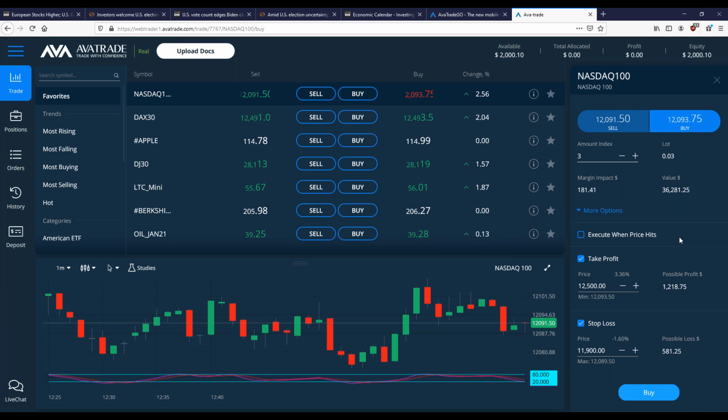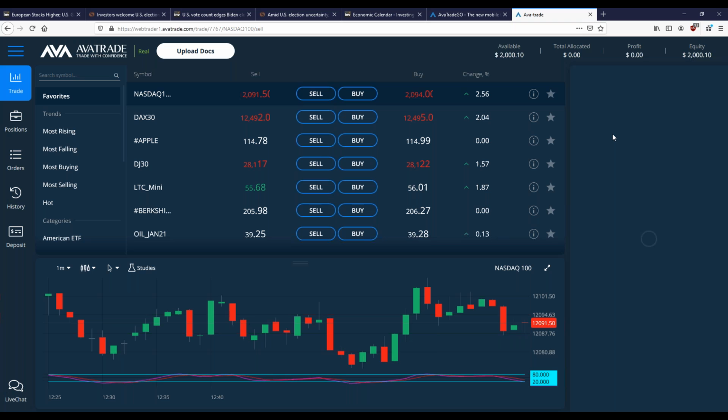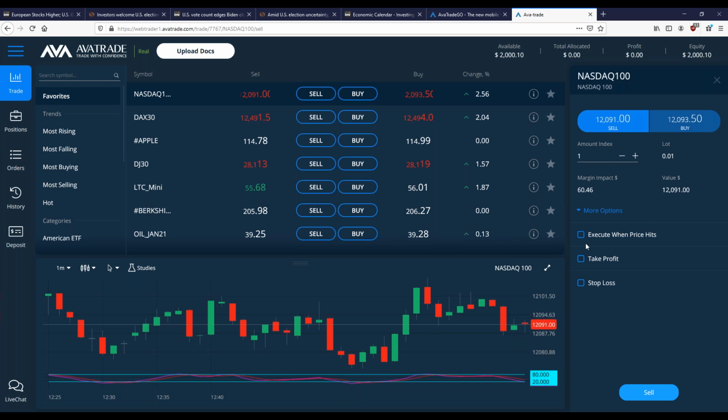What if you want to do a pending order? What if you said, I want to sell, but only when the price hits 12,200? Fine. You click execute when price hits 12,200. That's it. And you can say you only want it to activate if it's within a certain date range. You can program a date for it to cancel itself if it hasn't hit the price by then.